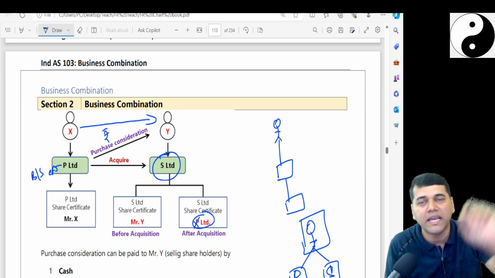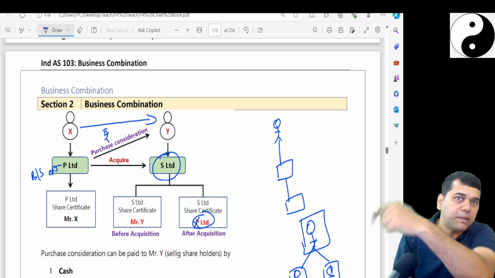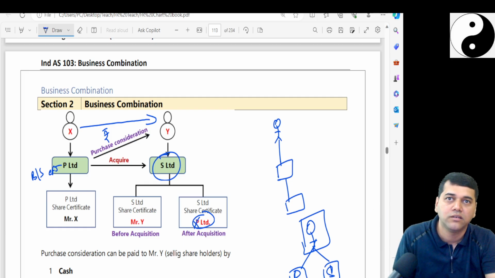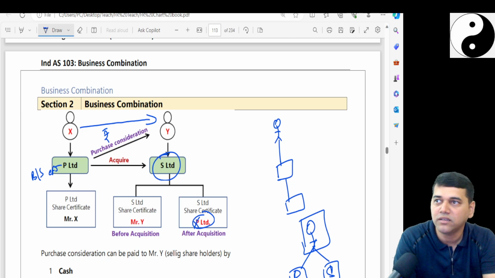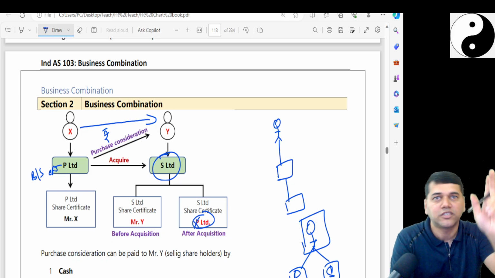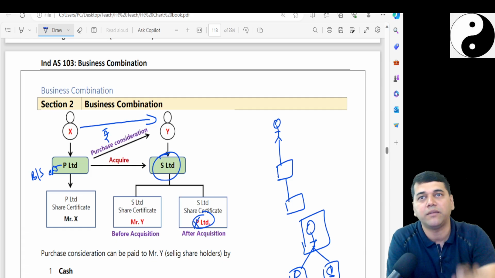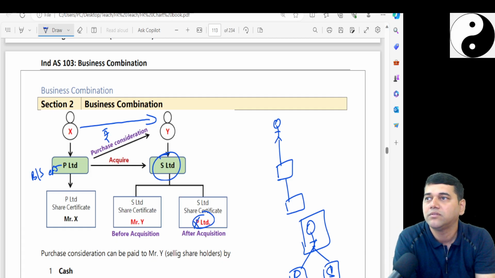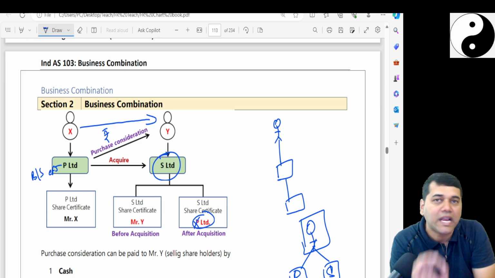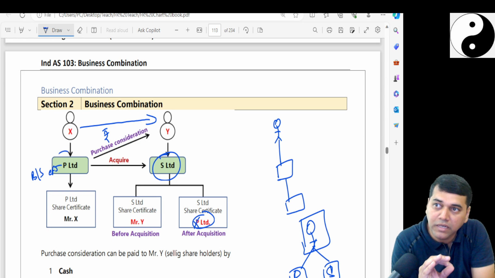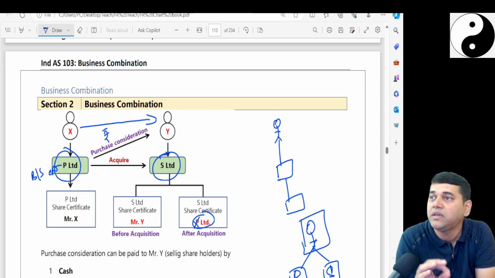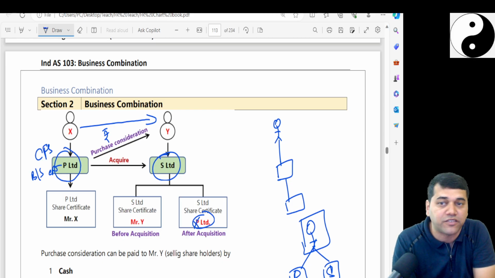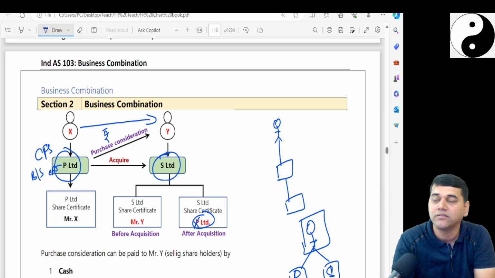Tomorrow if you go and buy MRPL shares, will MRPL pass any entries for that? Will MRPL do anything? No. Instead of one owner, another owner came. What does MRPL have to do? MRPL will continue. So accounting entries will happen only in the books of P, because for the first time they have to prepare CFS now. Have you understood this logic?